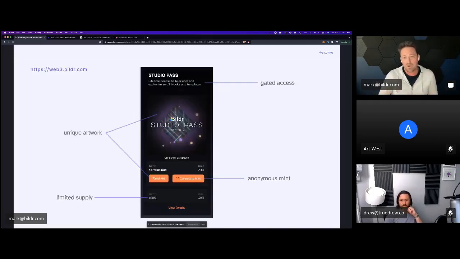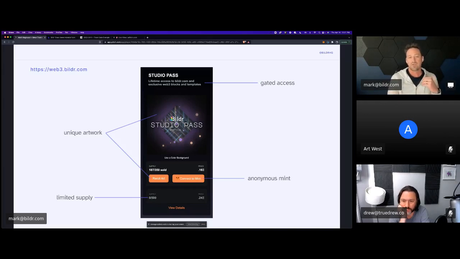So this is the Bildr Studio Pass. This is an example of doing this. So there's 4 pieces to this that I think are important. First at the top, it's gated access, right? So it's a lifetime access to our product, our pro version of our product, and also some exclusive things. You can only get the Web3 blocks and templates, and you can only get access to certain channels in our Discord if you hold a Studio Pass. And so it gives a little bit of gated access to specific things just for pass holders.